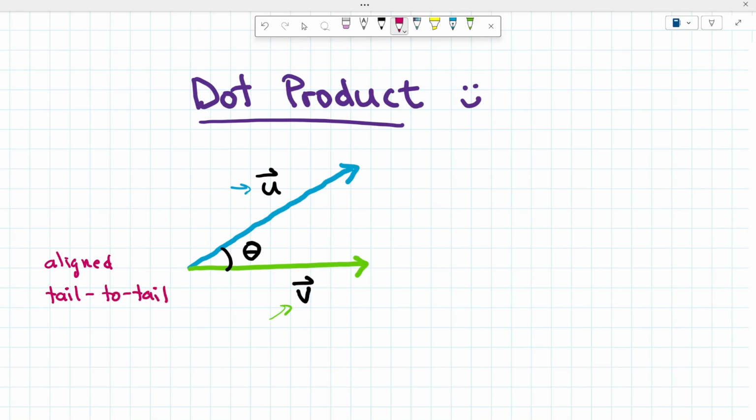So just as a little recap, this is the tail of the vectors, and this part over here is the head of the vectors. So again, for this to work, the vectors are aligned tail to tail, and then we have this angle theta that exists between our 2 vectors. And that's going to be very important for this calculation. So again, u and v are any 2 vectors, and we have theta as the angle between them.